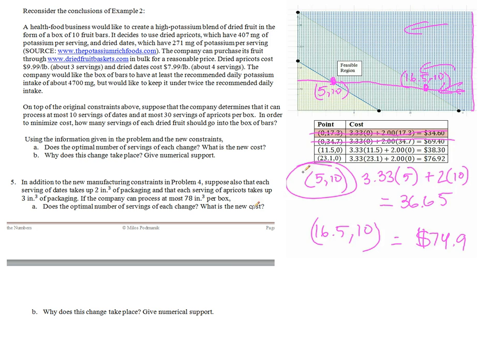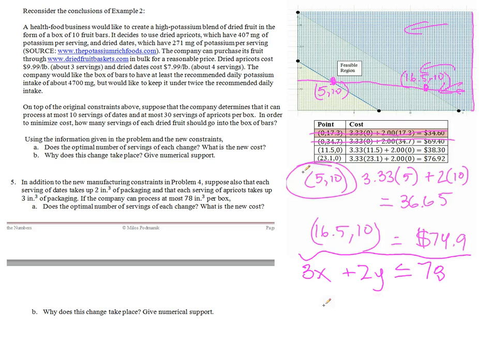The company can process at most 78 cubic inches per box. Does the optimal number of servings of each change? Okay, so we know that for each serving of apricots, it'll take up 3 cubic inches of packaging. So that'll be 3x. That'll give us the total number of cubic inches taken up by apricots. For dates, that's going to be 2y. And we want that to be less than or equal to 78, because that's the most we can possibly package.